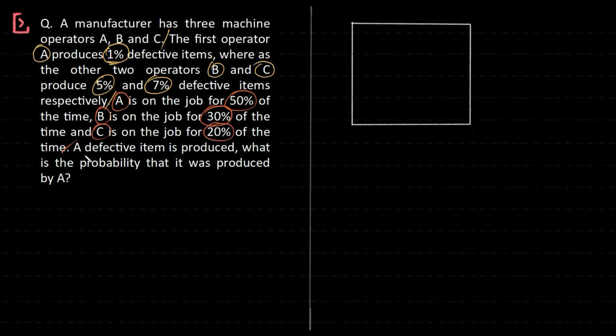It's a very standard, simple, straightforward question. A defective item is produced. What is the probability that it is produced by machine A? So we are looking at figuring out whether machine A produced the defective item that we chose, right?